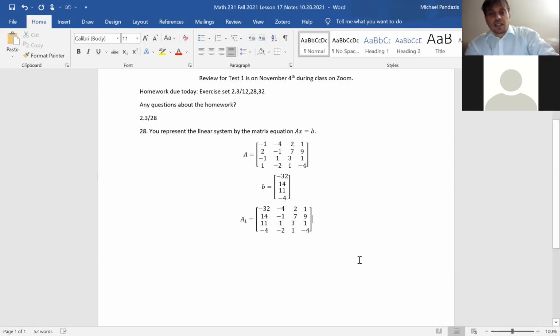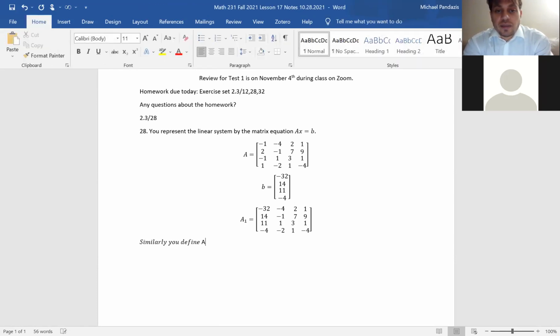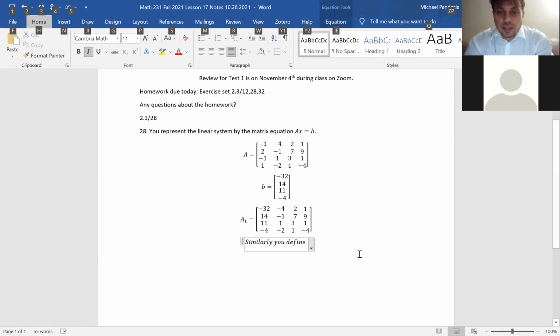Yeah, and then for A2, you put b in the second column, A3 in the third column, and A4 in the fourth column, right? So similarly, you define. It sounds like you get it, so I don't need to explain it. So then you similarly define A2, A3, and A4, right? Okay, so that's that step.